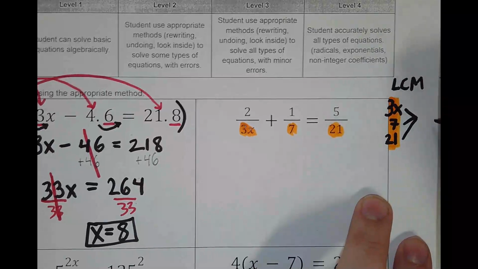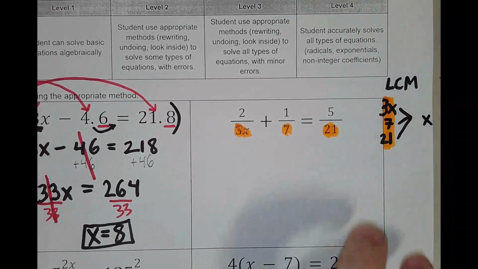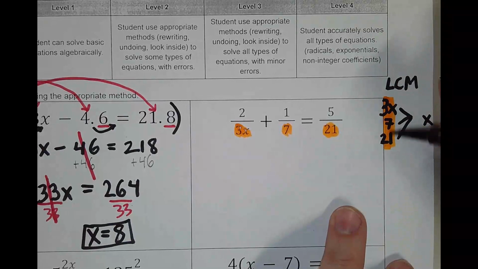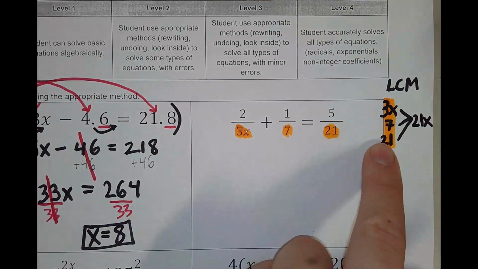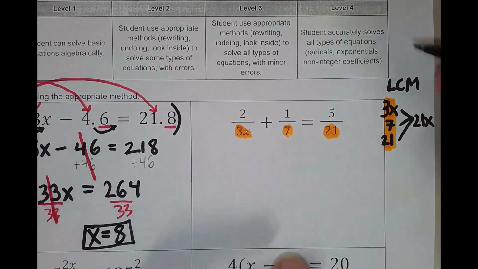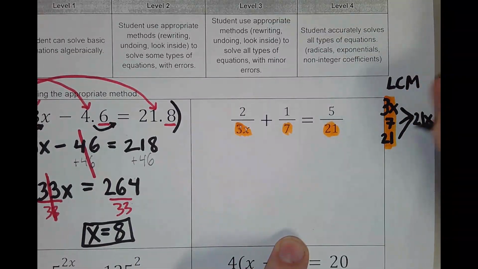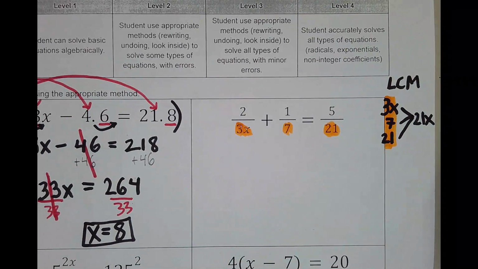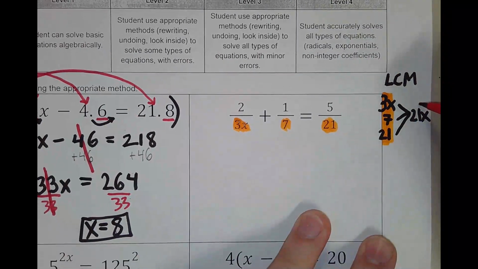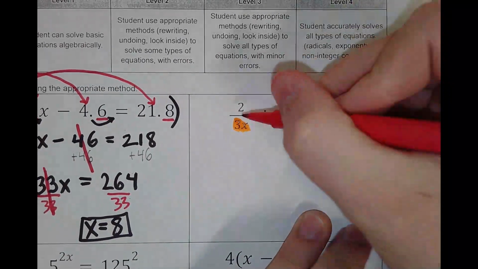So if there's an x, we know there has to be an x. And our final answer should be 21. Do they all go into 21x? Let's see. Yes, they all go into 21x. So that means this is my LCM.